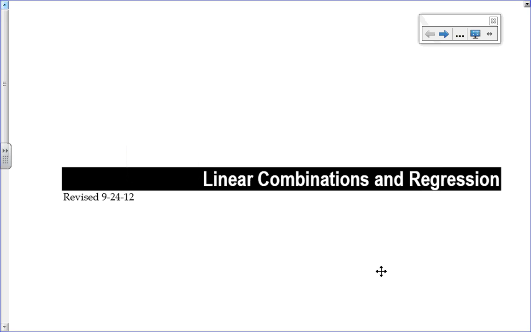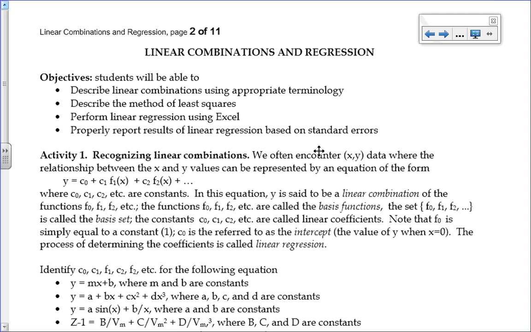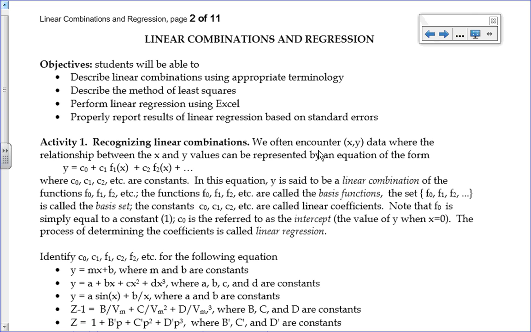So today we're going to be looking at linear combinations and regression. Okay. So objectives for this lab activity: you need to be able to describe what a linear combination is. You need to be able to describe what the method of least squares is. You need to be able to do linear regression using Excel and properly report the results of a linear regression based on the standard errors.